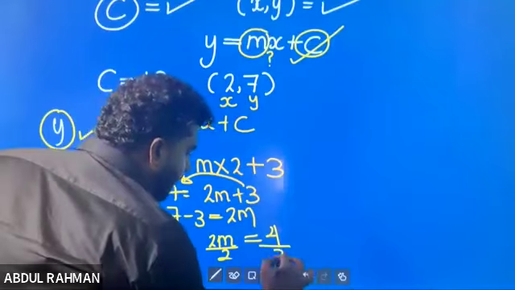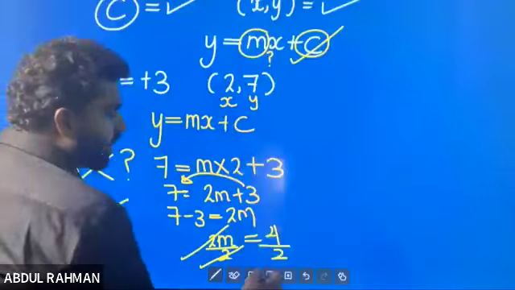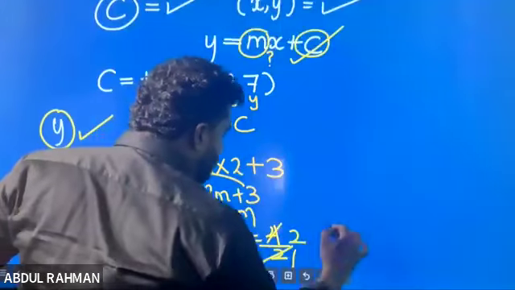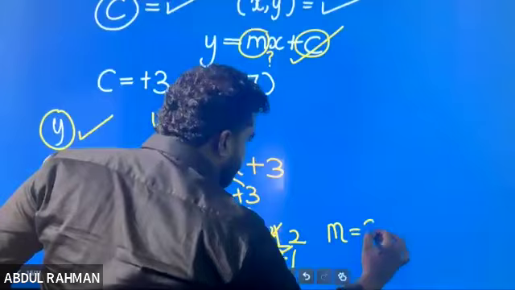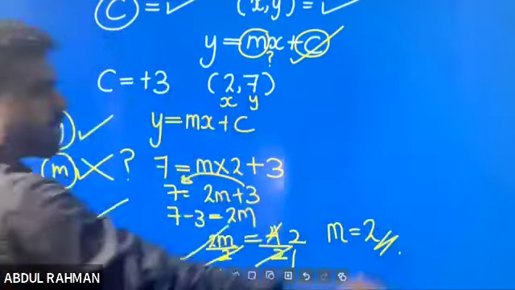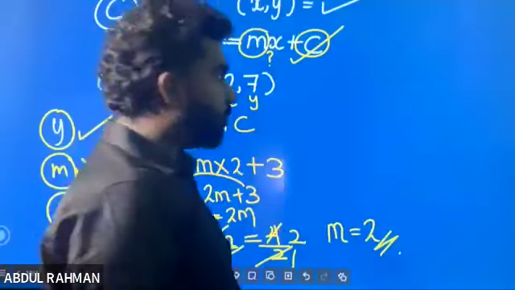Divide by 2 and divide by 2. 2 and 2 get cancelled. 2 times 1 and 2 times 2. M is equal to how much? 2 is my answer. Now I found out the answer for m.